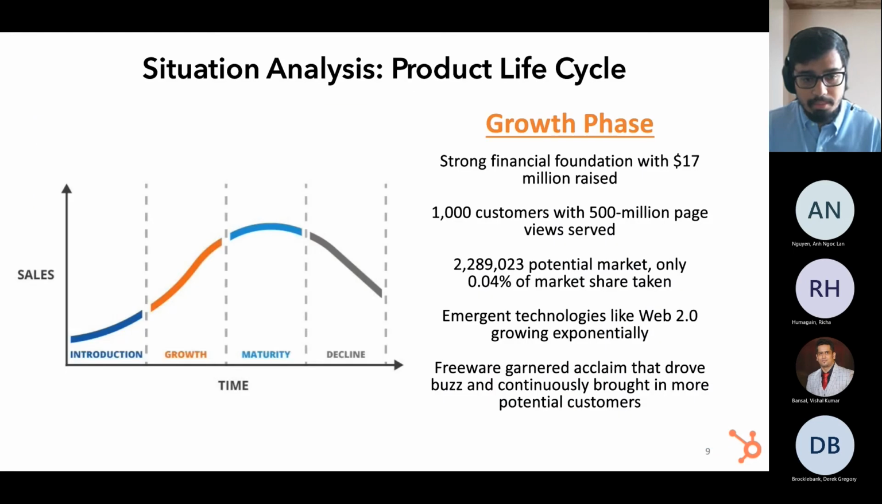Moving on to the stage of our product lifecycle. Currently, we are in the growth stage. We have a strong financial foundation with 17 million raised. We have over 1,000 customers with 500 million page views served and still growing.